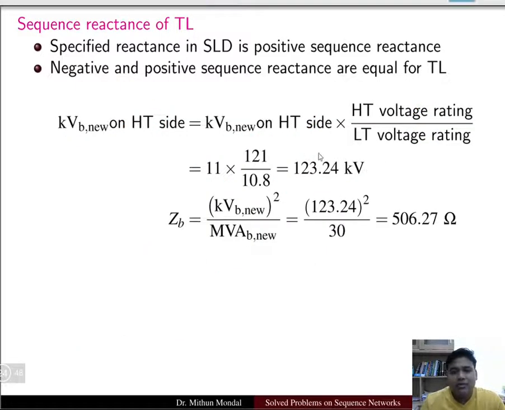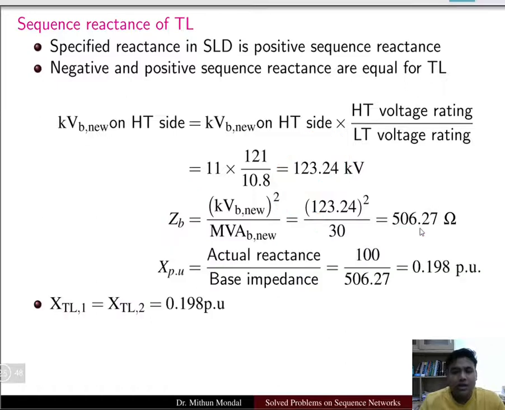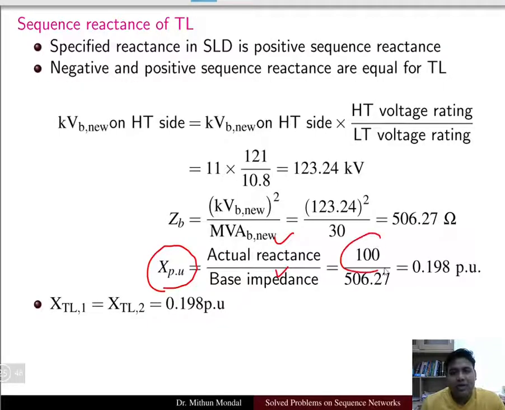After obtaining this base voltage, we have to obtain the base impedance using the formula voltage square divided by power, where power is in MVA. Substituting the values, we get a base impedance of 506.27 ohms. Now we have to obtain the reactance per unit, that is actual value by base value. We remember that 100 ohms was the actual value of the positive sequence reactance, divided by the base impedance. So we are getting 0.198.